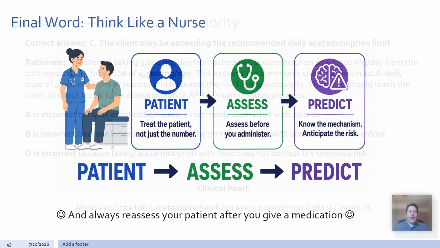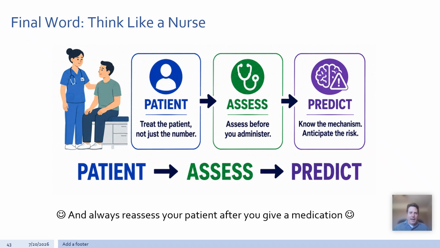So finally, I hope that you enjoyed today, and I want you to remember only three things. I want you to remember these. The first is to treat your patient, not just the pain score. Know that there are different types of medications that you can give depending on what that pain assessment looks like. Number two, always assess your patient before you administer the medication. Know if it's going to be safe for them. Number three, know enough about the mechanism of action for all your medications that you give to be able to anticipate the risk. And four, always reassess your patient after you give them medication. That's just good and safe nursing practice.